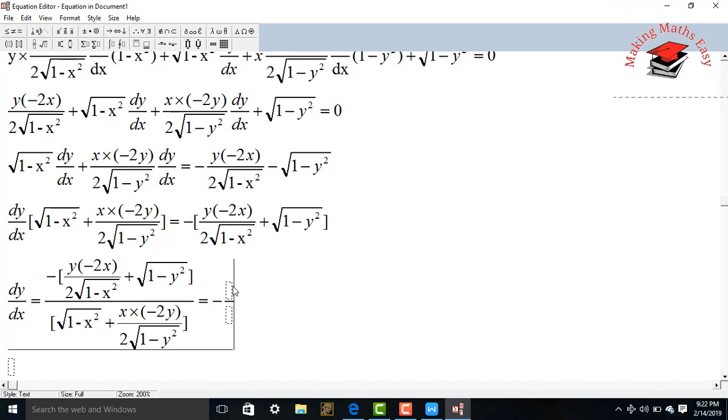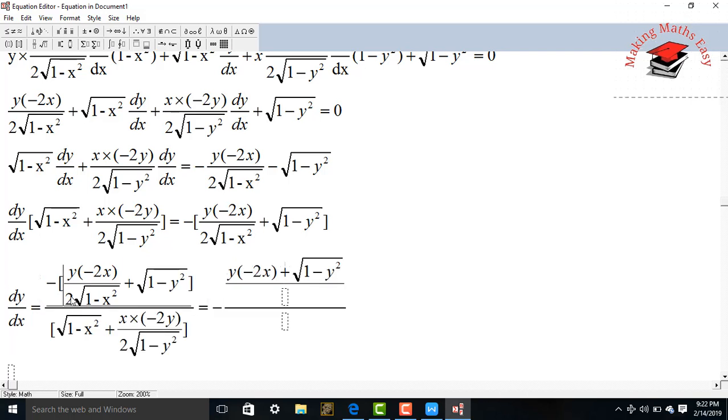So you will get the function as, first of all, use a divide operator over here, and another divide operator over here. So you will get the function as y minus 2x, or we can say y into the negative 2x, plus square root of 1 minus y square into 2 square root of 1 minus x square in these cases.